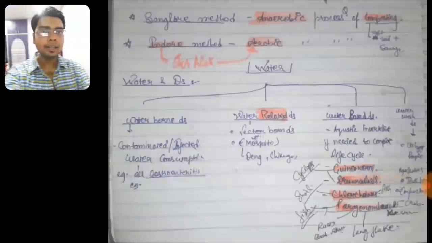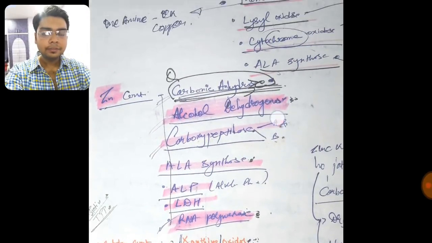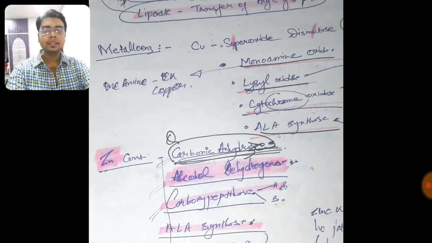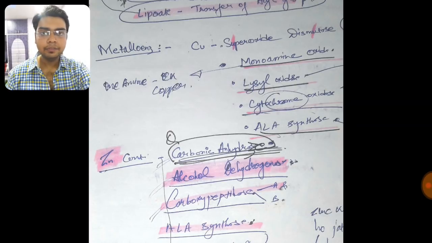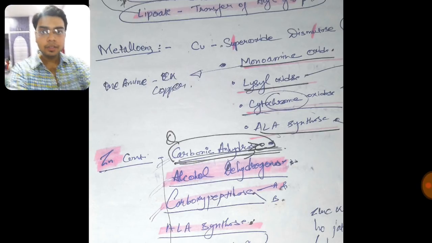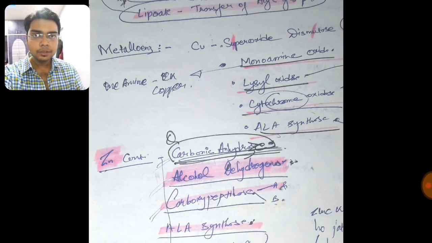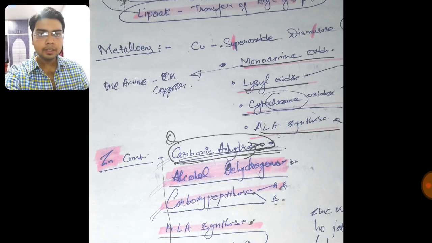Now one more slide I want to show you is from biochemistry. They are very fond of asking about the metalloenzymes, the metals associated with different enzymes. So you should note all of them and revise them 15 days before your exam, and try to make mnemonics so that you remember.